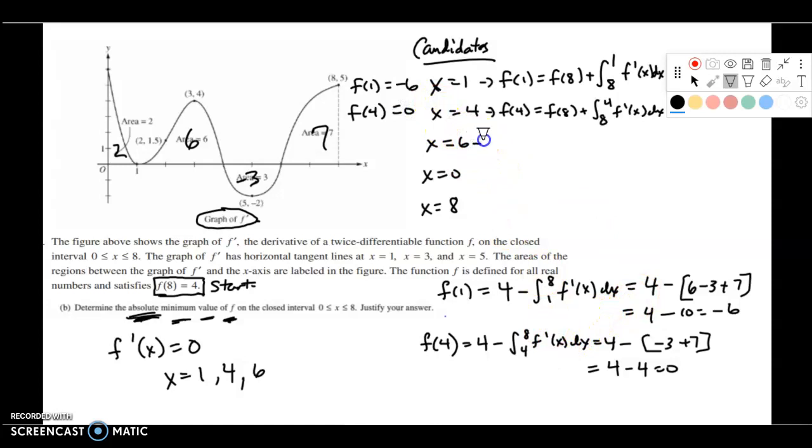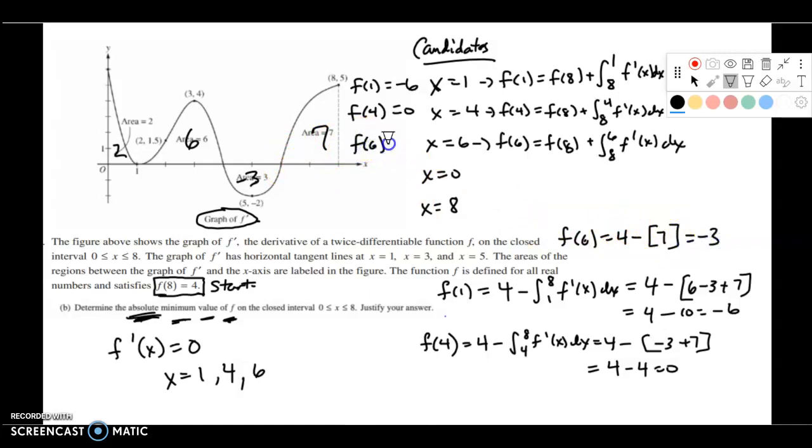f of 6, same thing. f of 8 plus the integral from 8 back to 6, f prime x dx. So f of 6 is going to be 4 minus the integral from 6 to 8. So from 6 to 8, it's 7. So that's -3. So f of 6 is -3.